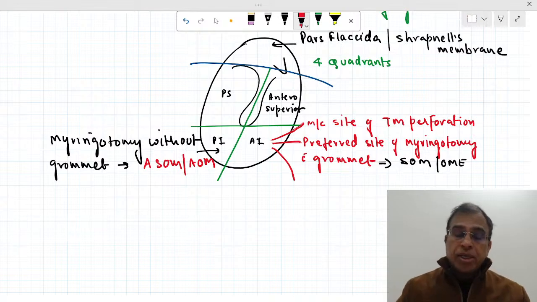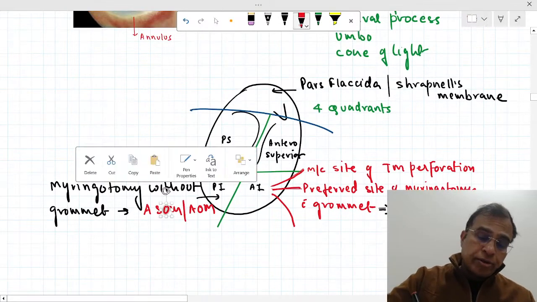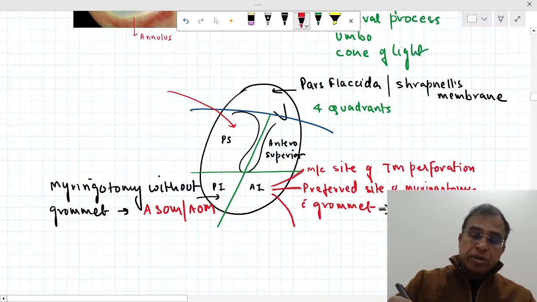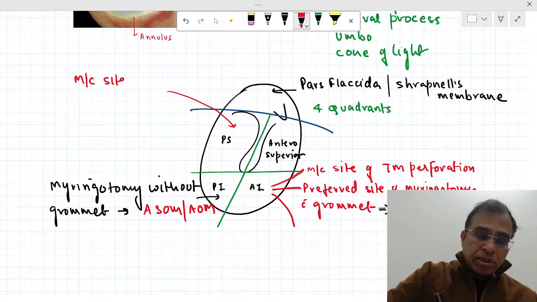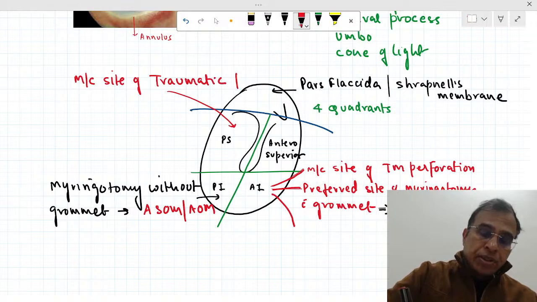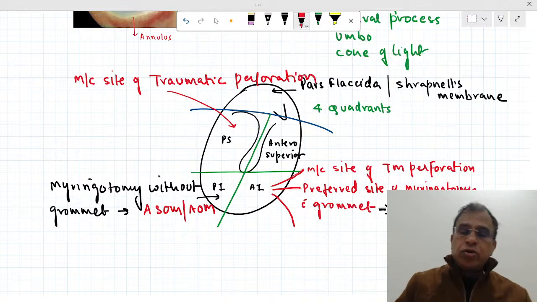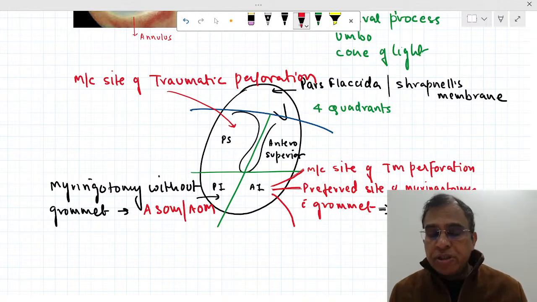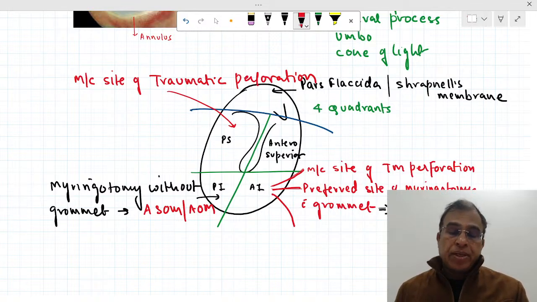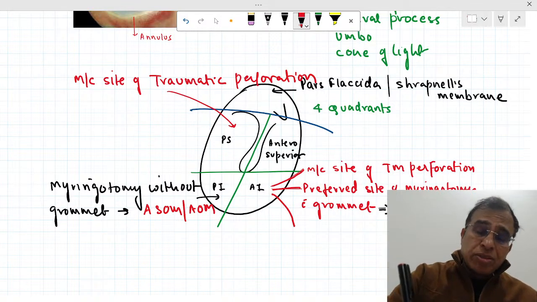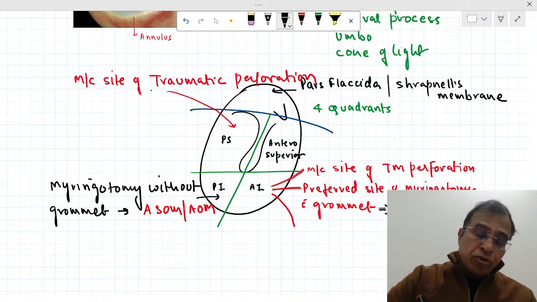point of view. And posterior superior quadrant, this quadrant is important because it's the most common site of traumatic perforation due to trauma. Otherwise perforation, as we have discussed, happens in the anteroinferior quadrant, but perforation due to trauma happens in the posterior superior quadrant, posterior part. But this is not important.